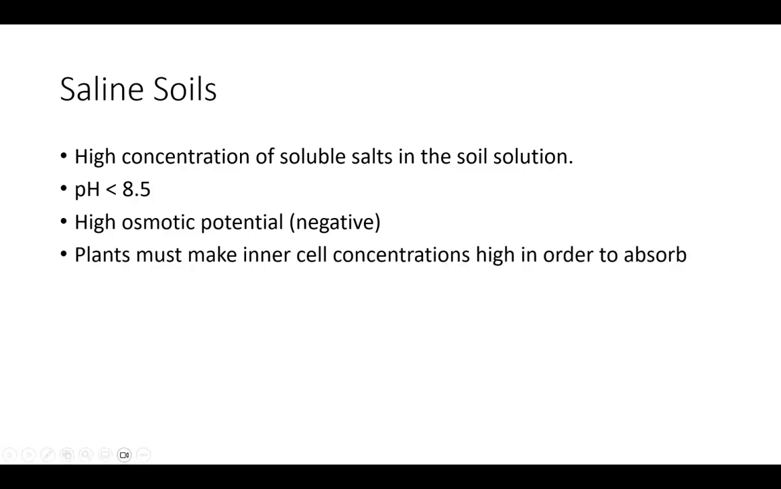Plants, therefore, must make the inner cell concentration in their cytoplasm high with ions in order to avoid absorbing ions from the outside. The other thing about saline soils is they tend to inhibit uptake of other elements because you've got so much sodium in there. The sodium often displaces ions off the cation exchange capacity, and therefore it inhibits the uptake of other elements because they may not make it across that gradient.